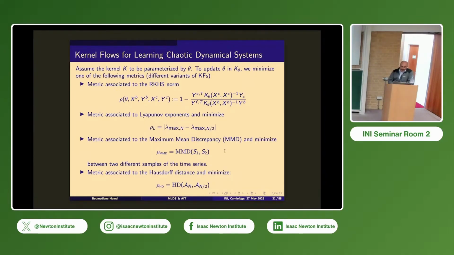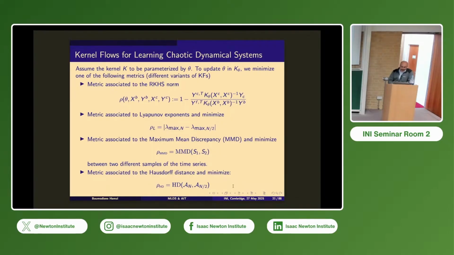Then we also introduce another way to learn the kernel based on the MMD. I forgot to introduce the maximum mean discrepancy, but it's a kernel-based metric between probability measures. Here we say that the kernel is good if the MMD between two subsamples of the time series doesn't change much. In all cases, they are parameterized by theta, and then we run gradient descent. The goal here is to capture the statistical properties of the dynamical systems.